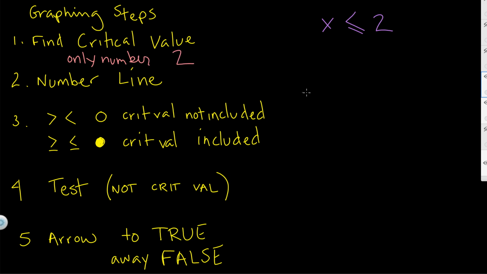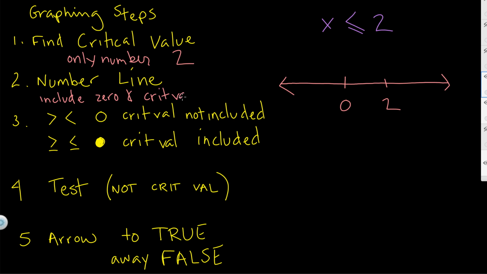Then we make our number line. This is our step number 2. So when we make the number line, we're going to include the critical value, so that would be 2, and figure out the orientation. To the left of that 2 is 0. So we are going to always include 0 and that critical value. You can add more. You can put 1 in, you can put 3, 4, and 5, but at the very minimum, have the 0 and the critical value.